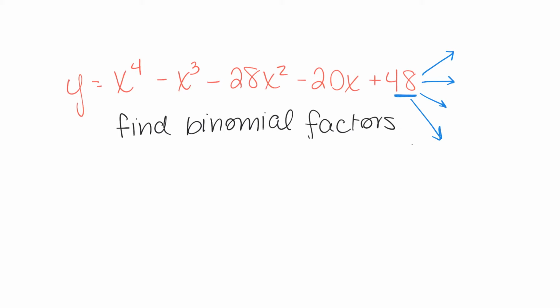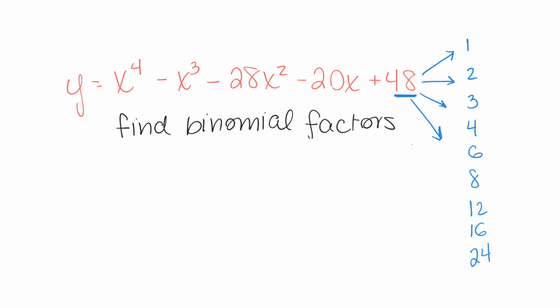So what are the factors of 48? Let's see, there's 1, 2, 3, 4, not 5, how about 6? Yep. 7, nope. 8, yes. 9, no. 10, no. 11, no. 12, yes. Do you see where I'm going with this? Okay, what else do we have? Let's see. 2 times 24 is 48. 3 times 16. 4 times 12. 6 times 8.